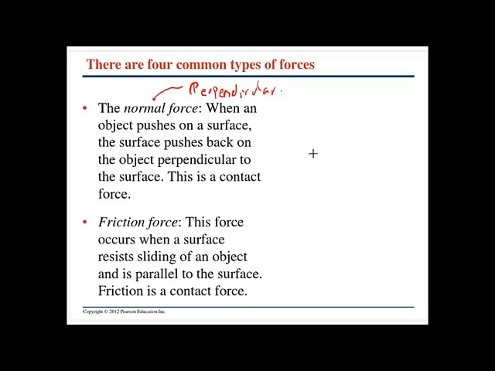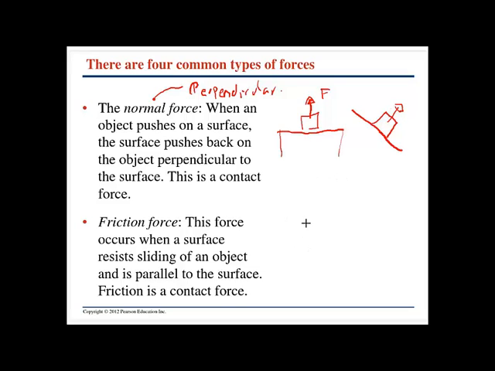And when an object pushes on a surface, the surface is going to push back on the object. If we think about a book on the table or a block on a table, it's going to be pulled down by gravity, but the table is providing a support force in the upwards direction that's perpendicular to the surface of the table. Now, the funny thing is if we look at a surface that is, say, a ramp, the support force is still perpendicular to the surface.